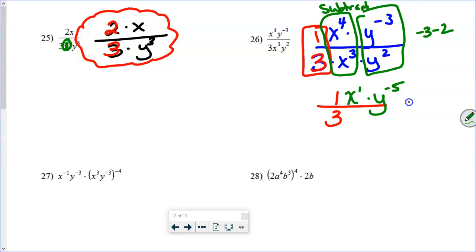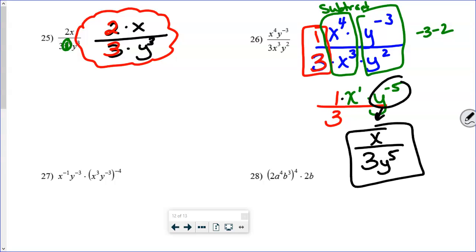Is this a good final answer, though? Nah, you can't have negative exponents. So this is going to move down to the denominator. Everything else can stay. Hey, in hindsight, do I really need that red 1 I keep drawing? Not really. So if you just wrote x over 3y to the 5th power, that's a great answer. If you kept it as 1 times x, that is a great answer too. Oh goodness, I've got 27.